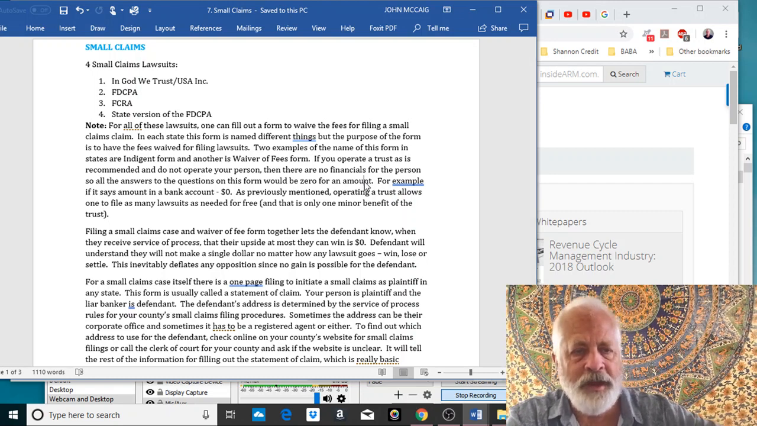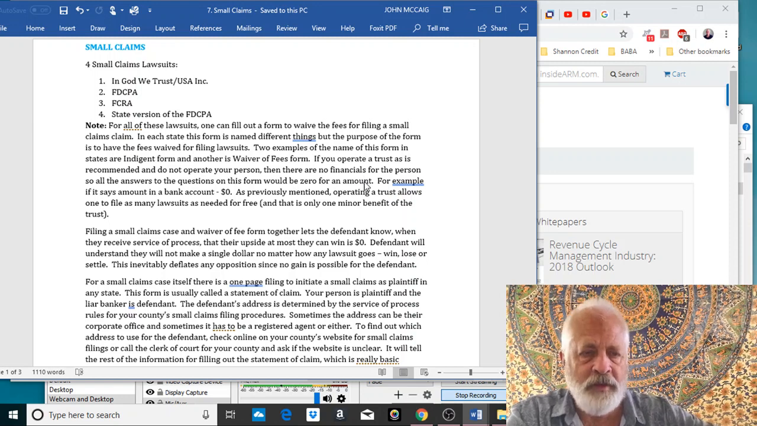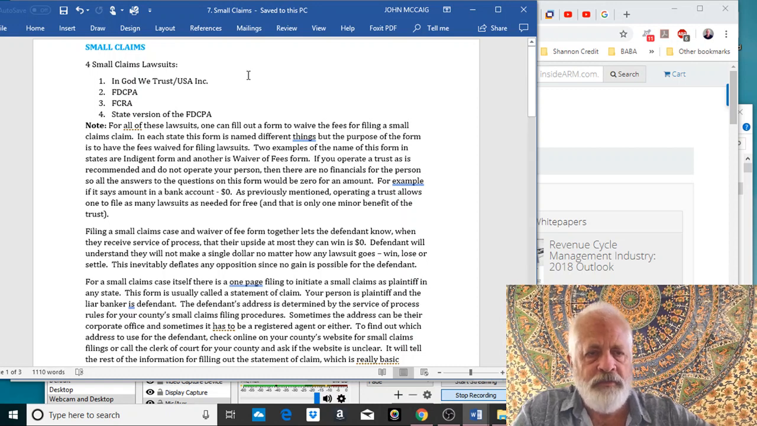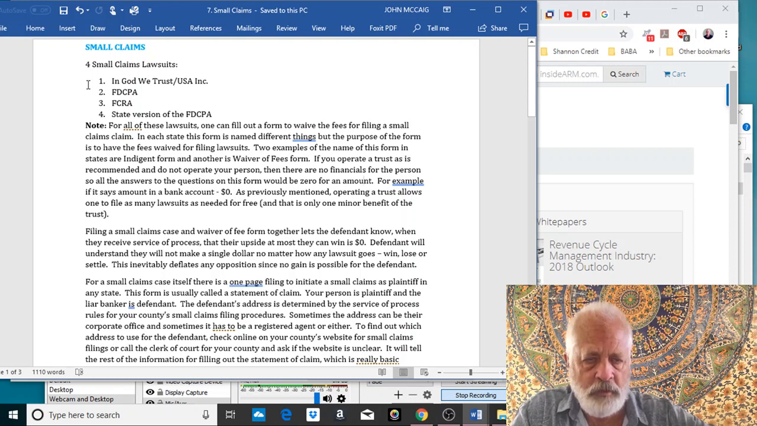Hey, we're back. This is step 7, the small claims cases. Okay, let's go through this. You're going to do 4 small claims lawsuits. 1, In God We Trust USA Inc., 2, FDCPA, 3, SCRA, 4, state version of the FDCPA. And then at the end, I'm going to show you that you can actually do more than 4 small claims cases. Once you get these 4 down, you can do other ones, and we'll talk about that at the end. Okay, here we go.